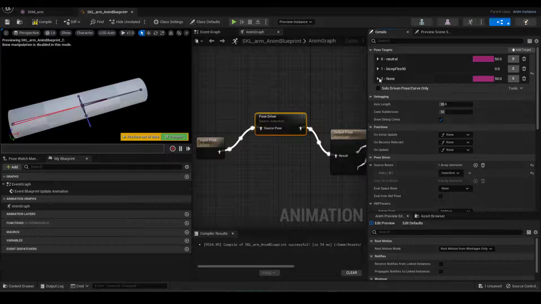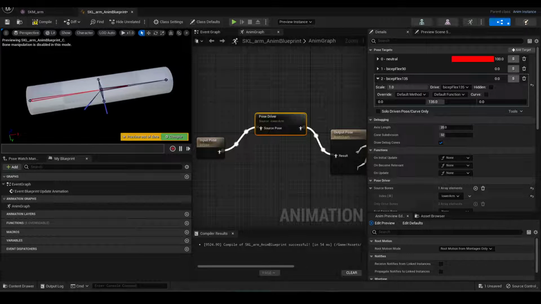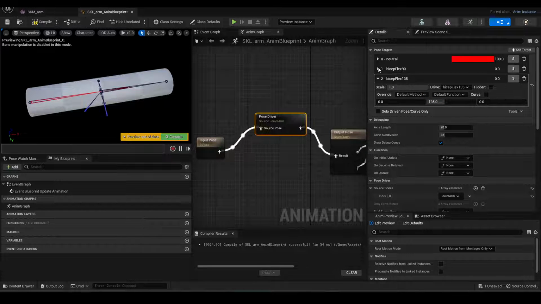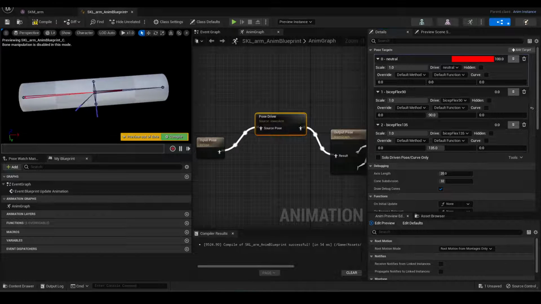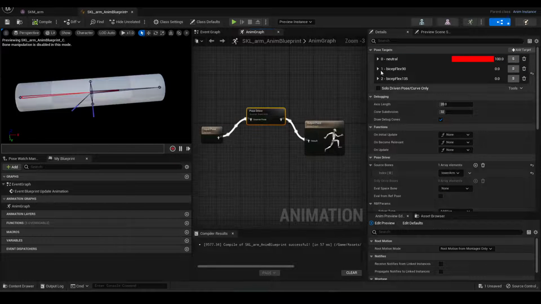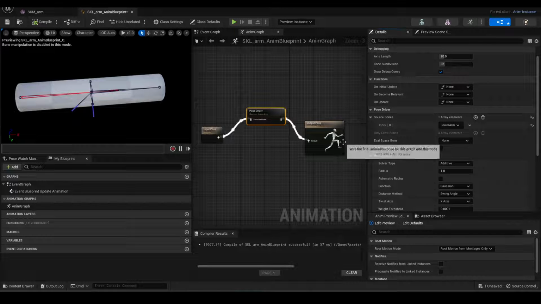Let me add the third one, which is our bicep flex here. And in here, I think it was 135. So now you can see that because there is nothing going on here, our rotation is 0, we are getting 100% of the neutral pose, which is absolutely fine. But how do we get from this position to the corrected pose? Well, this is where in this specific pose driver we're implementing the RBF.